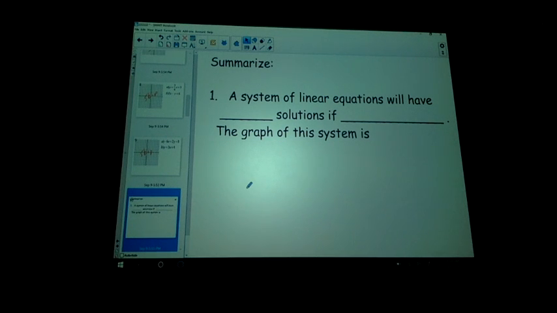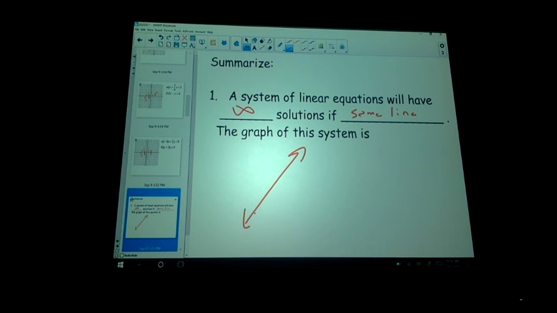All right. A system of linear equations will have infinite solutions if it's the same line. So the graph of the system looks like this. Here's my line. Here's my next line. It's supposed to be right on top of it. So we have infinite solutions there.